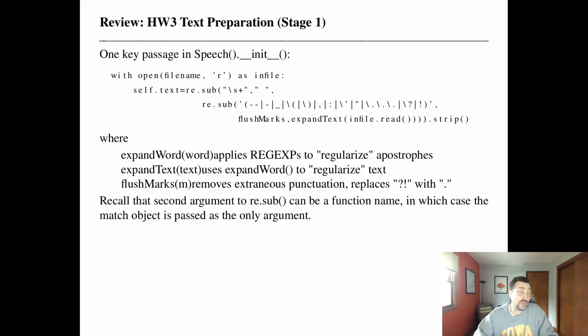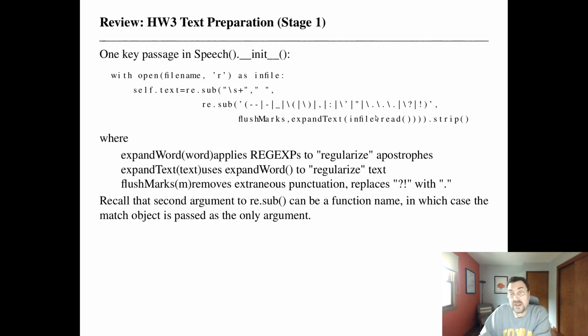And we had covered the first two in the lecture last Wednesday, so let me briefly review the first two stages, although you can go back to last Wednesday's lecture. Essentially, all the work, or most of the work, is done by the speech initialization method, which is right here. Inside that speech init method, we have this passage which opens the file containing the speech, and then creates an instance variable called text that contains all of the text in the speech with some fancy manipulation going on here.